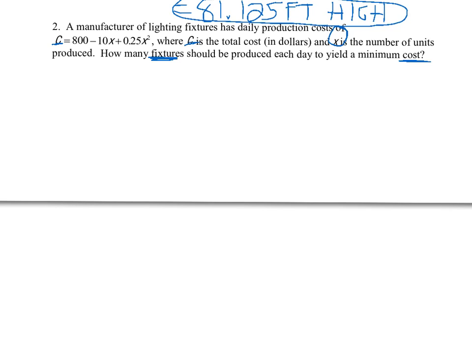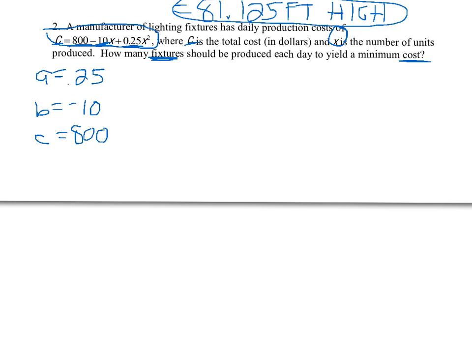Now here's the other thing. They try to trick you. They switch around the A, B, and the C. The A is always the coefficient for X squared. So A is this, the 0.25. B is the coefficient for the X, so that's the negative 10. And C is always the constant. So in this case, it's the 800 right there. So let's just list that first so we don't get tricked. A is 0.25. B is negative 10. And C is positive 800.